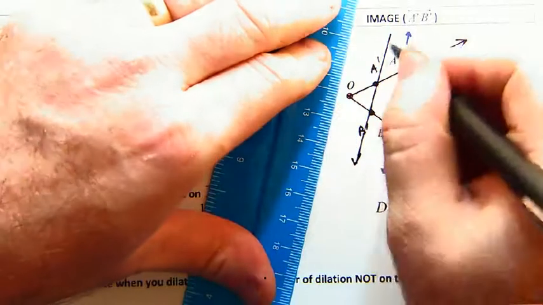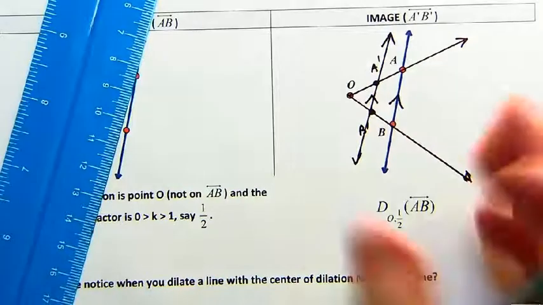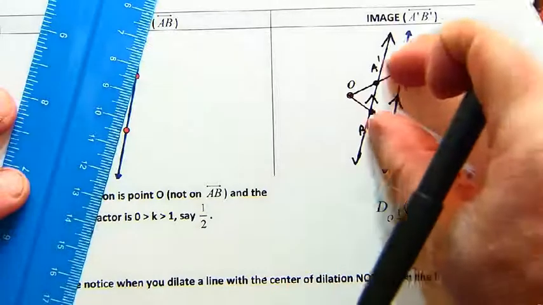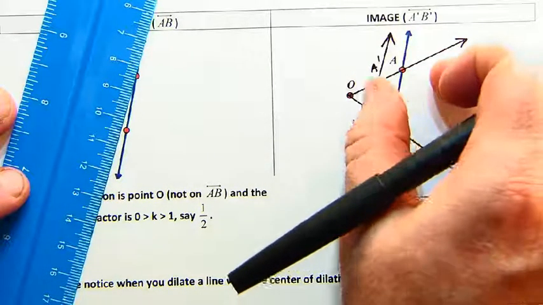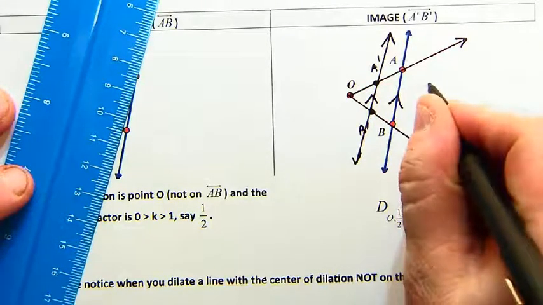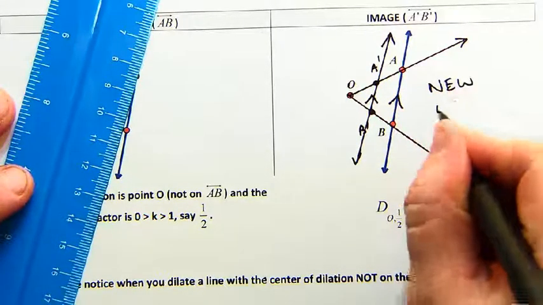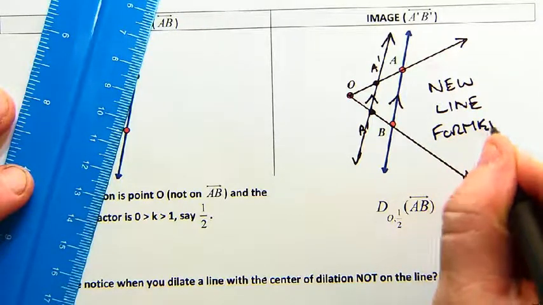Whoops. That wasn't quite as good as the last one, estimate-wise. But again, you get the idea that we're getting pulled closer. So if it's a contraction, it'll come up closer. If it's an expansion, it'll go further away. But I guess the point is a new line is formed. So a new line is formed whenever you dilate something, when the center is off the line.